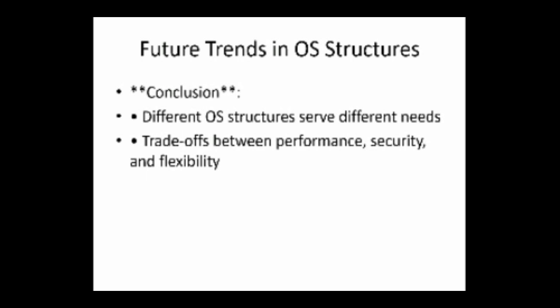Future trends: AI-powered OS scheduling, cloud-native OS architectures. So those are the future trends in OS structure. Conclusion: different OS structures serve different needs. Every structure has different abilities and needs. There is a trade-off between performance, security, and flexibility. They are differentiated by their performance.